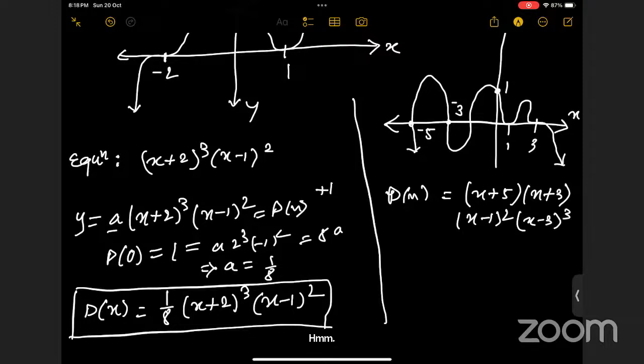Ma'am, after minus 3, there is also one more point. And ma'am, both ends are in the negative direction, so maybe the coefficient a is negative. Okay, so you have to calculate the coefficient. So how can we calculate the coefficient? Just now we solved this type of thing, no?